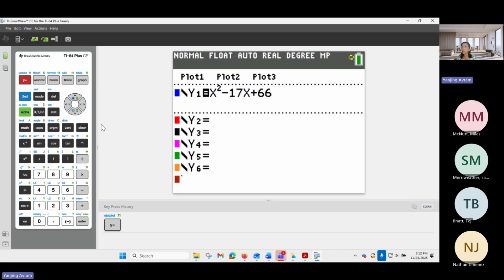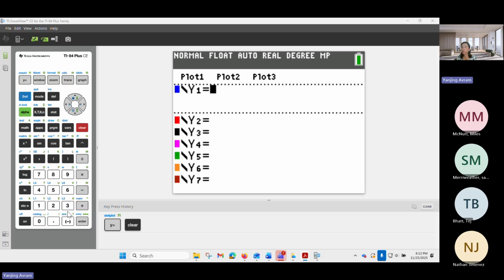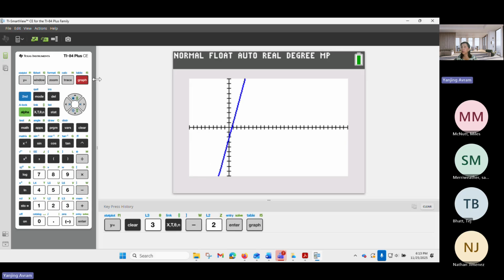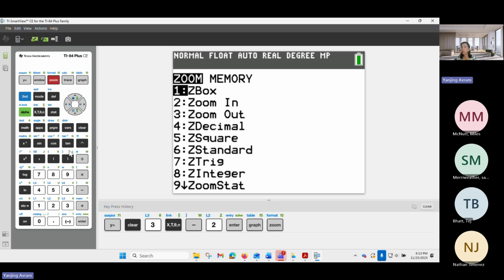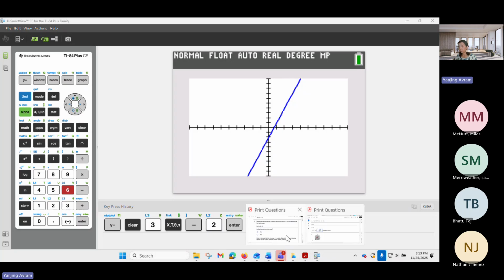So we have 3x minus 2. And then we can graph this one right here, and let me zoom to standard. So this has a y-intercept here at (0, -2). If you drop a vertical line anywhere, you only pass this line at 1 point, right? And if you drop a horizontal line, it also only passes 1 point. So yes, this is a one-to-one function.